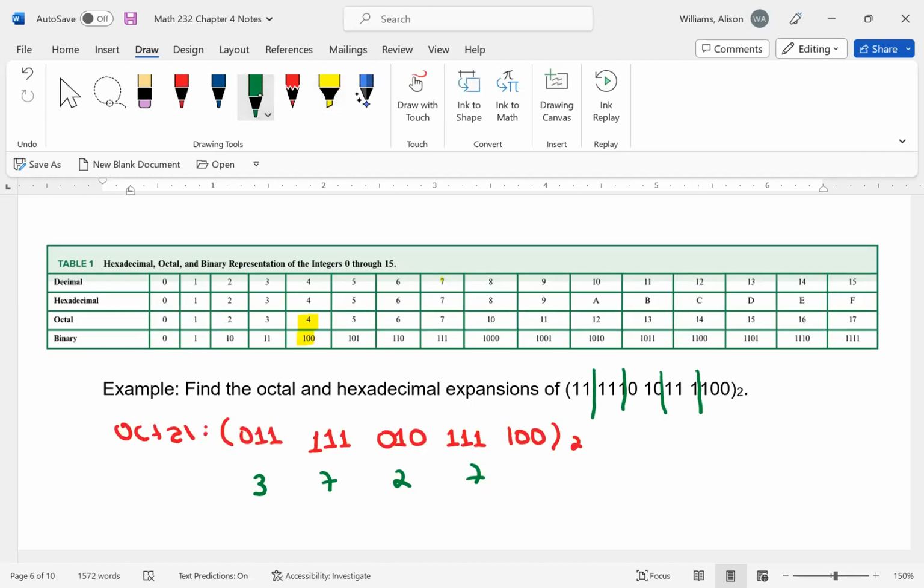Okay, so this is the octal expansion then: 3, 7, 2, 7, 4, base 8. That's how we'd write it in base 8. Cool. All right, let's do hexadecimal.